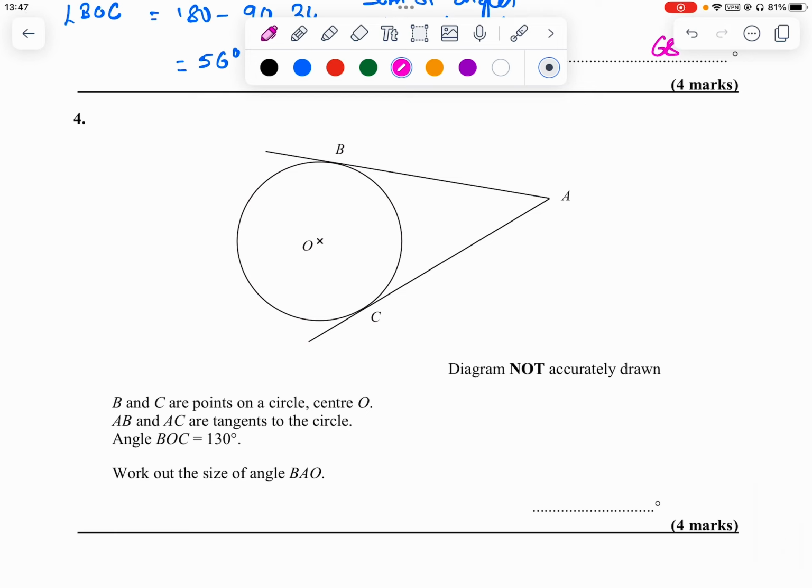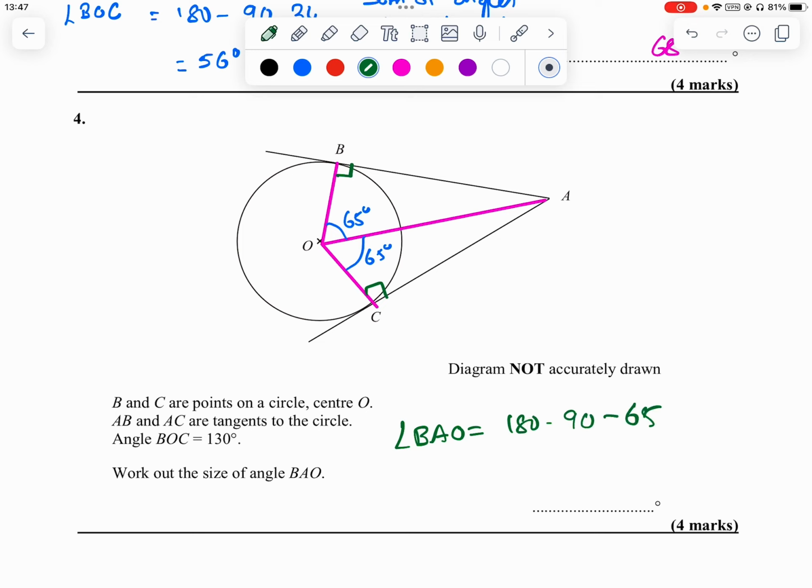Question number 4. B and C are points on a circle. AB and AC are the tangents to the circle. Angle BOC equals 130 degrees. So when I divide that into two equal parts, each one will become 65 degrees. And we know that the angle between the radius and tangent is 90 degrees. So what is he asking? Angle BAO. So angle BAO will be 180 minus 90 minus 65, which is 25 degrees.